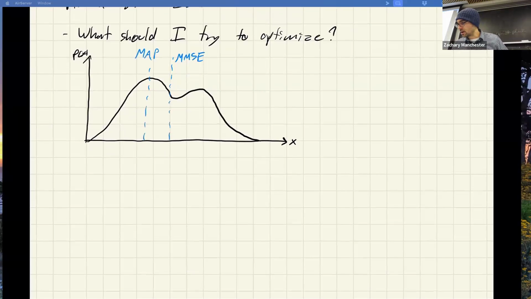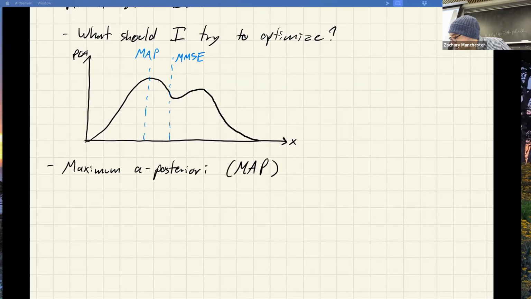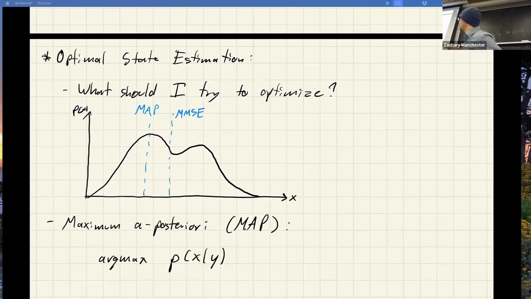Okay, so let's write down what these are. You could think of other things. These are just maybe a couple of the most common things you might think to do. This is argmax of, say, P of X given Y. So remember, we're trying to figure out where we are. We have this distribution based on the measurements, right? So we take this thing and we're trying to say, okay, the most likely place I am is probably the peak of the distribution. Very reasonable.